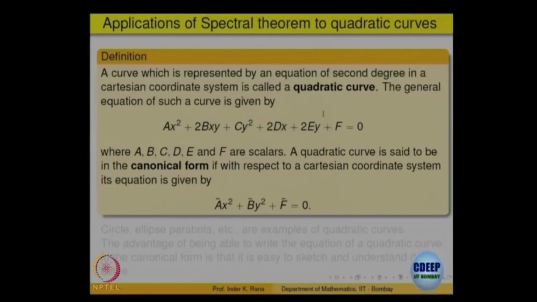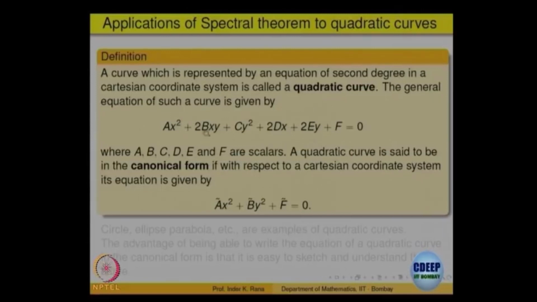For example, let us look at some special examples. What is the equation of a circle? x square plus y square equal to some r square, that is a quadratic curve where some of these coefficients are 0. A parabola, y square equal to ax, or a hyperbola, or your ellipse, x square over a square minus y square over b square equal to 1, say. All are quadratic curves. All conic sections come as quadratic curves.